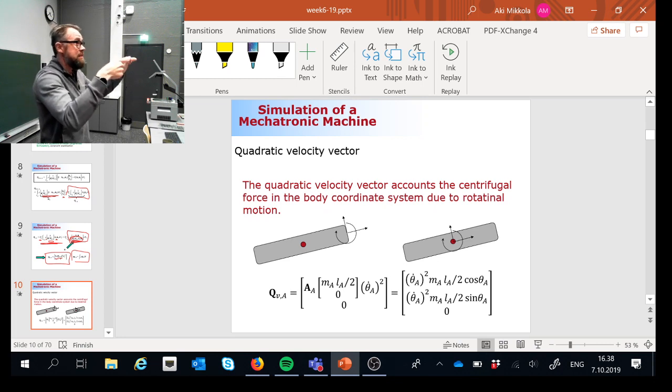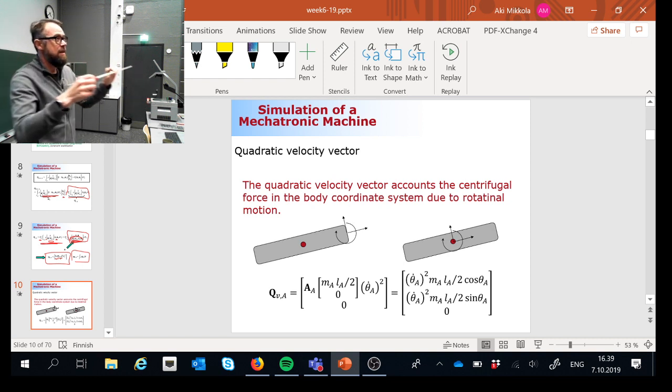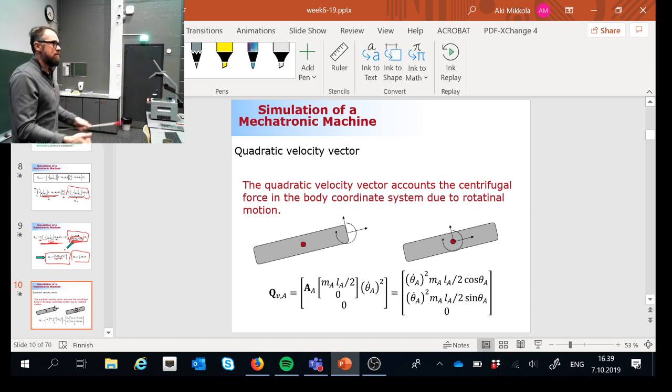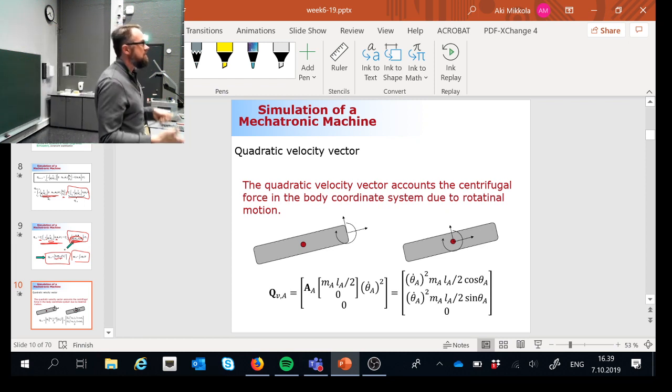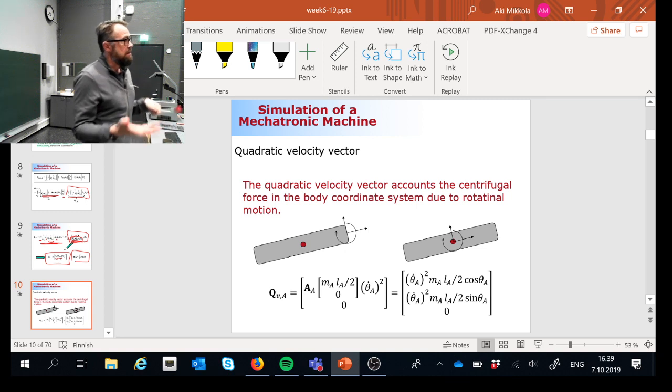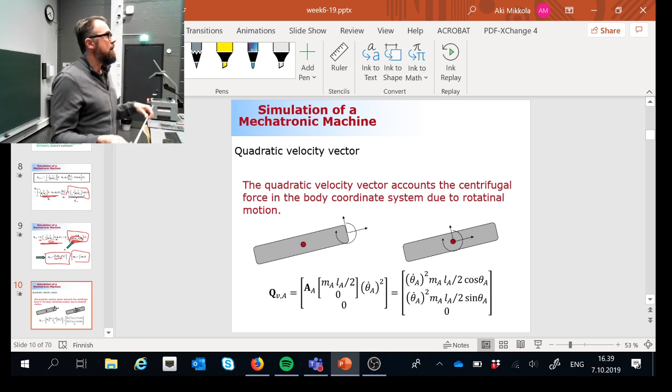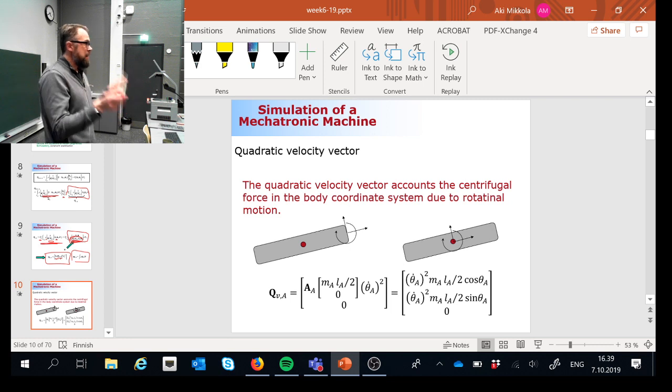But in the general case, there are forces that are experienced in the body reference coordinate system. This is exactly what the quadratic velocity vector is accounting for. So it's a force vector that may or may not appear depending on where you're putting your body reference coordinate system. How much force is experienced depends on how far off your body reference coordinate system is from the center of the mass. Okay, so that's what it is.